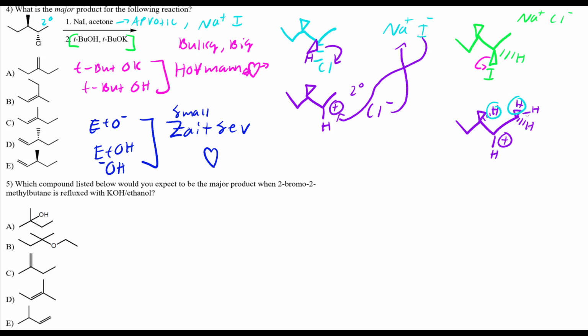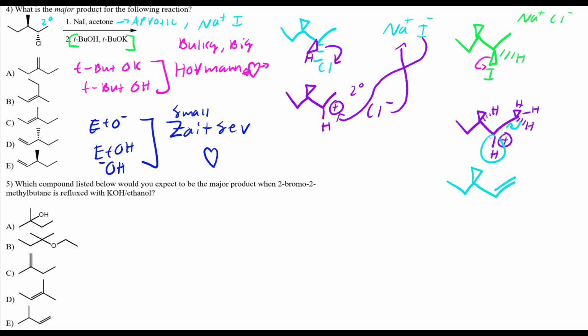It doesn't matter. For the right side, it could be this guy or that guy. Which one am I going to favor? Am I going to favor Zaitsev, or am I going to favor Hofmann? Well, I'm going to favor Hofmann because we're doing a T-butyl elimination. Okay, so let's say that the hashes come off, and so they come over there, and we get this. So that's what we get.